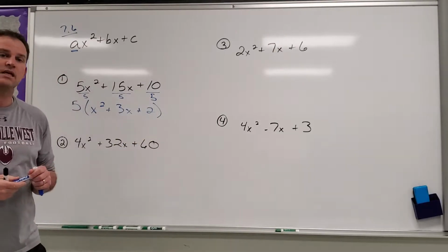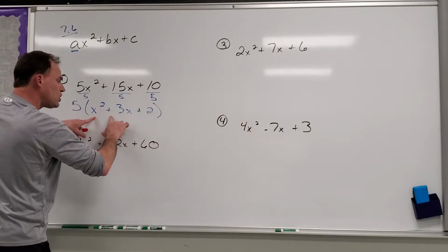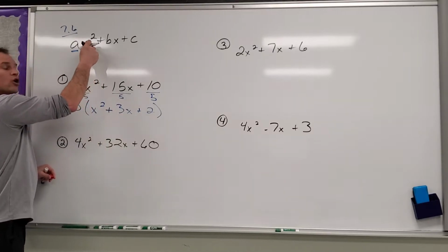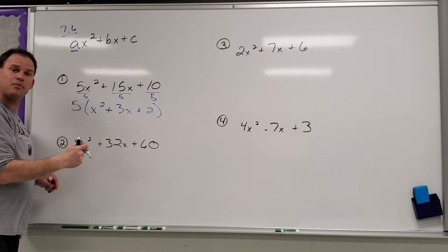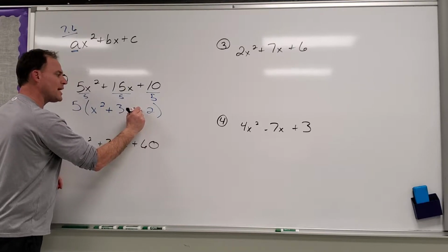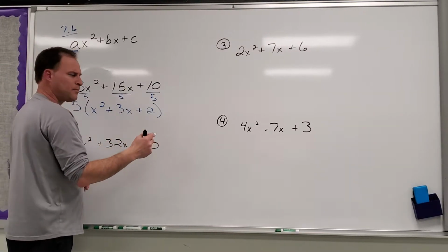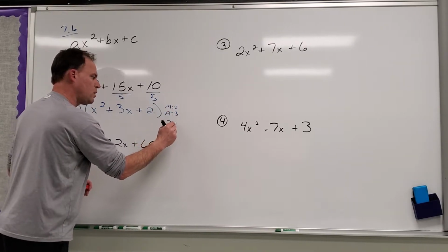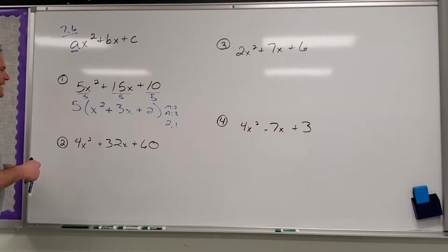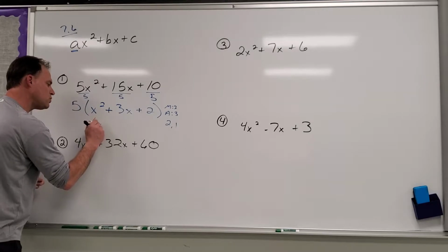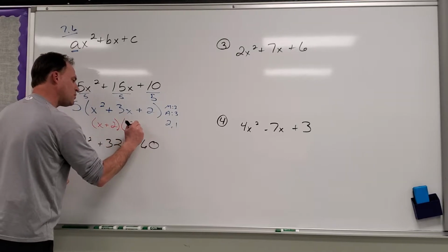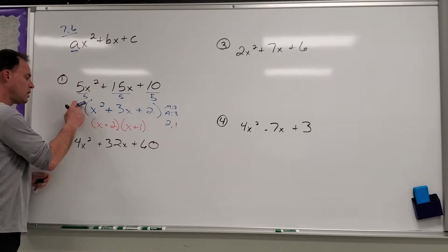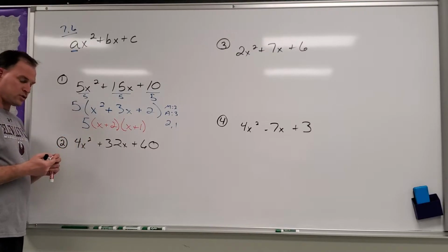I refer to this as defusing the bomb, because now if I look at what's inside this parentheses, it no longer is a hard problem. Now this is an easy problem. This is something that I can do in my head. This is a multiply add problem. What multiplies to be 2 and adds to be 3? Well, that's 2 and 1. So now I can take this and break it down to x plus 2, x plus 1. When you do this, you have to include the GCF in your answer.